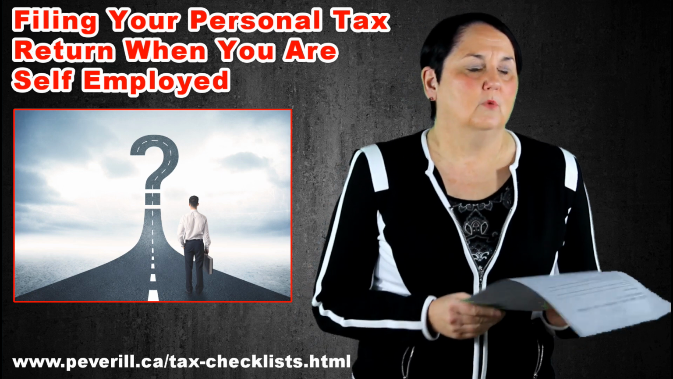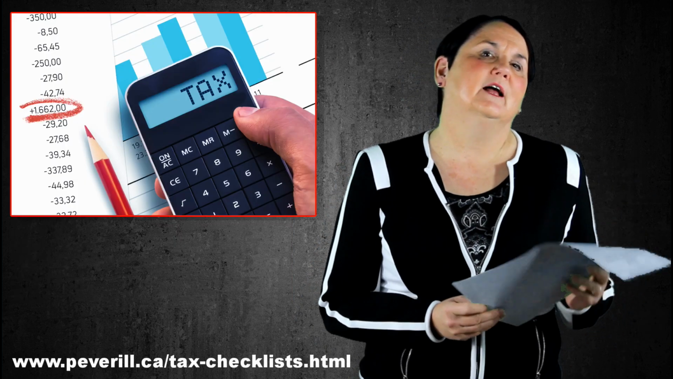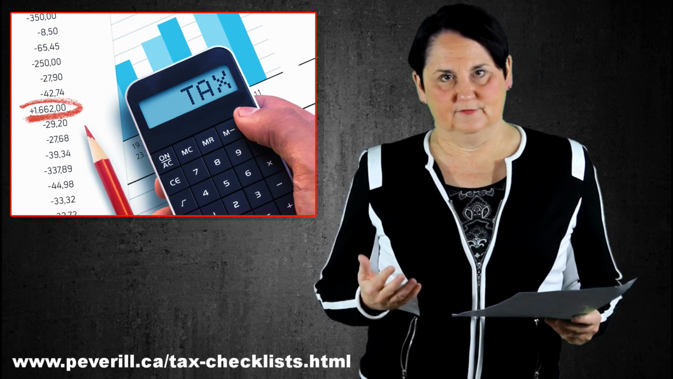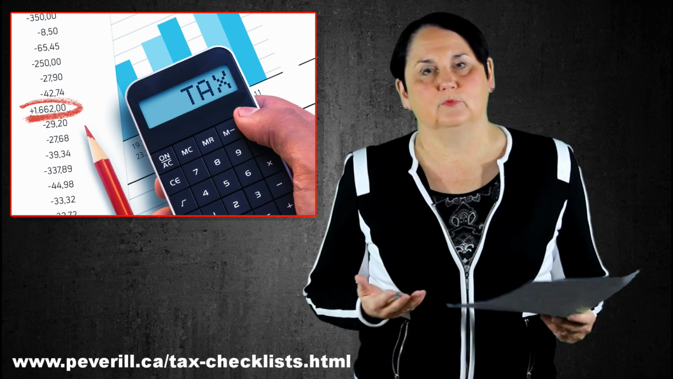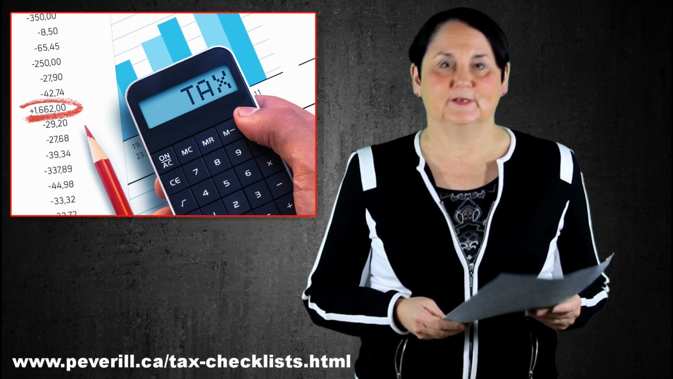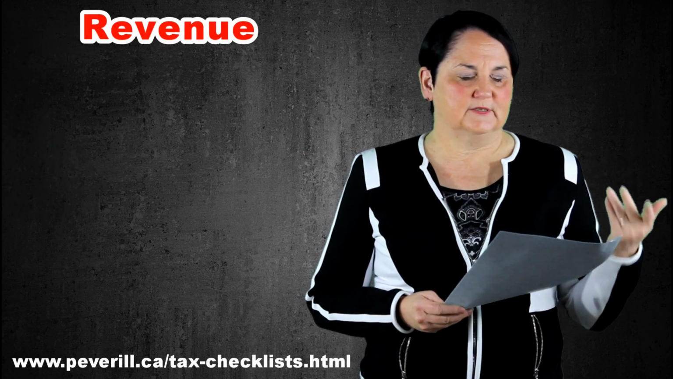Okay, so we have on our website a form that looks like this, which is a checklist for self-employed people. If you prepare this information for us, we don't need to add up your receipts. So you'll pay a lot less for your tax return if you bring us the checklist rather than a big bag of receipts. The first thing on the checklist is revenue.